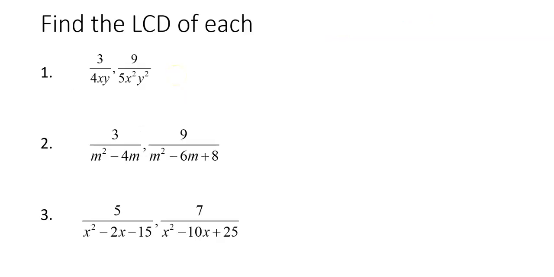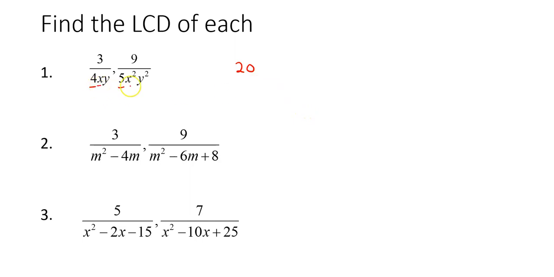All right, this problem just asks us to find the LCD of each one. You notice there's no addition or subtraction sign, there's just a comma. So here are two fractions, find the LCD. All right, for each one, we'll start with the constants, if there's any, and then we'll work through the variables. So the first one's got a 4 and a 5. No common factors, so I'm going to have to use 4 times 5, which is 20.